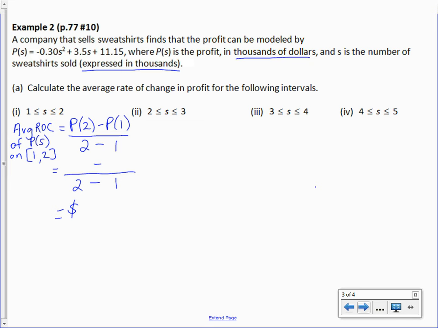Okay, let's do it. Can someone quickly put 2 in there? Some of you might have neat calculators where if you do this once, you can use the backspace button and just replace the input. Does everyone know what I'm talking about? So negative 0.30 times 2 squared plus 3.5 times 2 plus 11.15. What do we get?